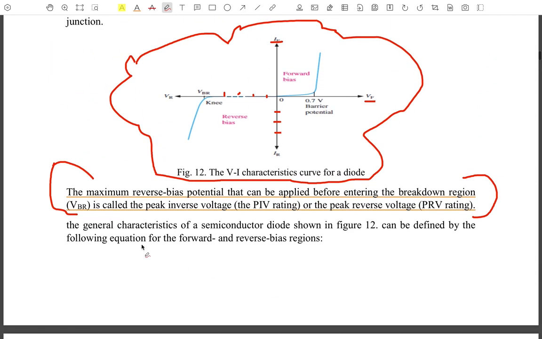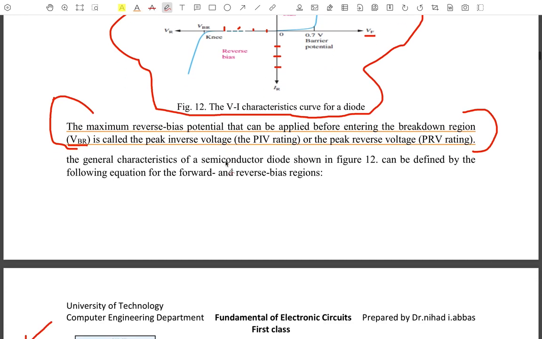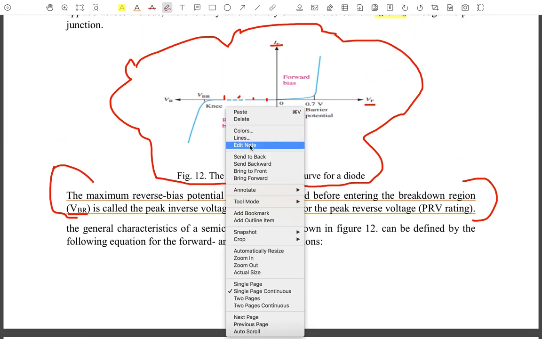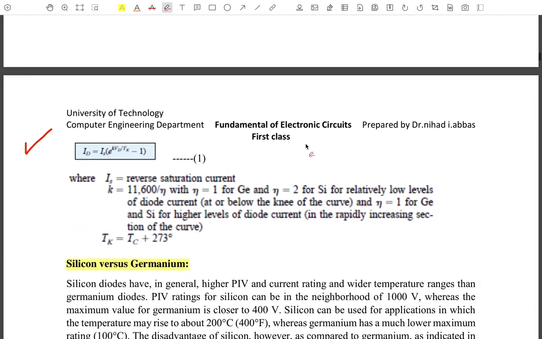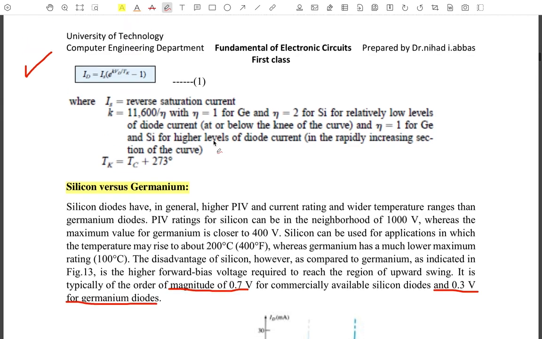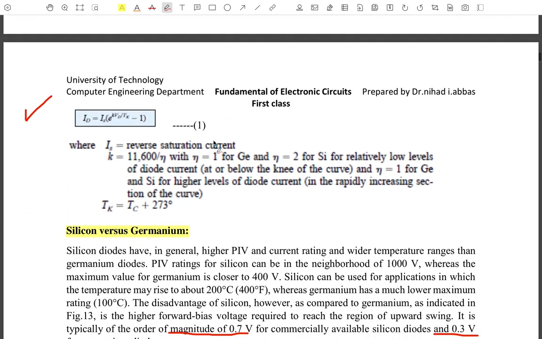Now, here we will name this the breakdown region, and here the potential is 0.7. As we say, 0.7 for germanium and 0.3 for silicon. This is the threshold voltage.